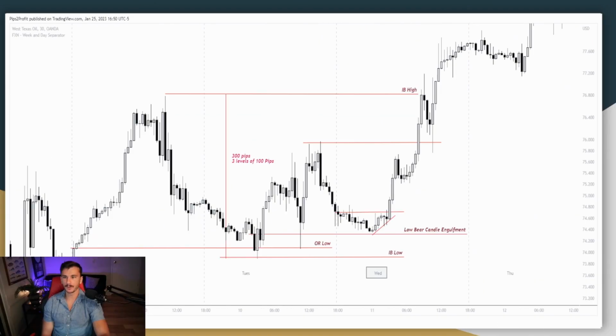Here's another example of that West Texas chart. Measuring from high of week down to low of week down to the initial balance low is 300 pips, like I said, 3 levels of drop. And there's this low bear candle which acted as support, the low bear candle simply being the candle that was engulfed within the W at the low of the week.